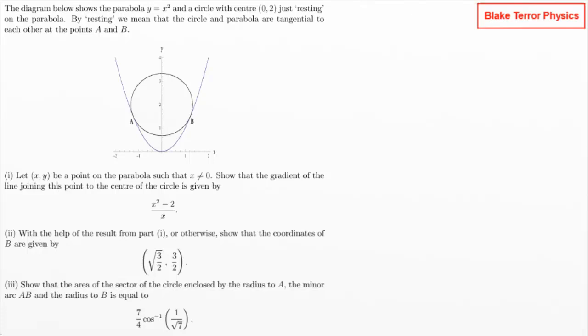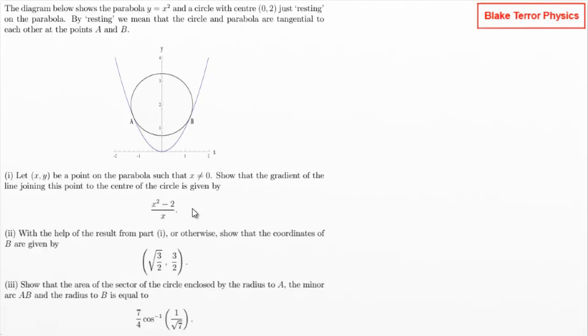Hello, this is question 4 from the 2012 MAT. The diagram below shows the parabola y equals x squared and a circle with centre (0, 2) just resting on the parabola, which means that the circle and the parabola are tangential to each other at points A and B. Let (x, y) be a point on the parabola such that x is not equal to 0, so not the vertex, so not the origin.